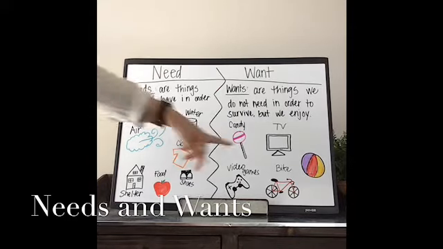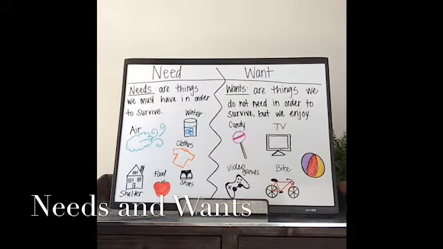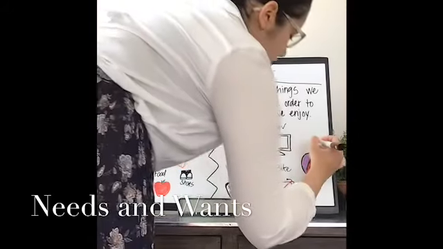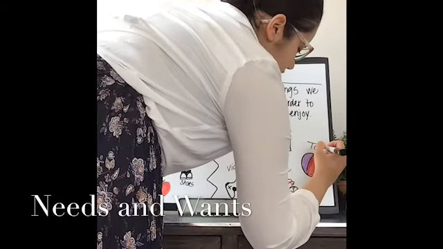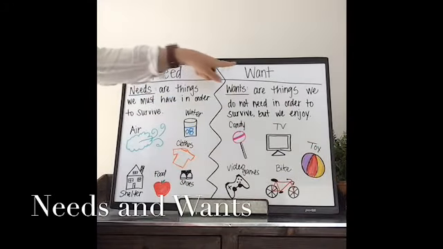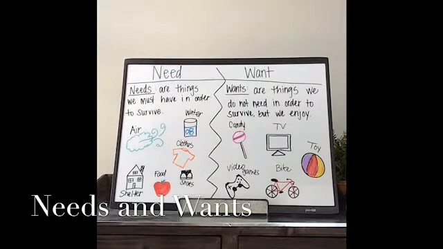Now, what about this? What do you think this is a picture of? It's a ball. It's like a beach ball, but it's considered a type of toy. So I'm going to put on there toy because we don't really need toys to survive. A toy is not a need, but it's a what? A want.